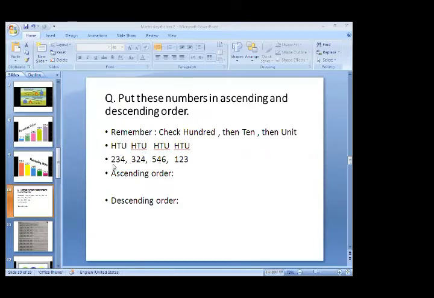Here the question is given: 234, 324, 546, 123. So we are going to arrange these numbers in ascending order and in descending order. First we arrange these numbers in ascending order. So in ascending order we start with the smallest number.